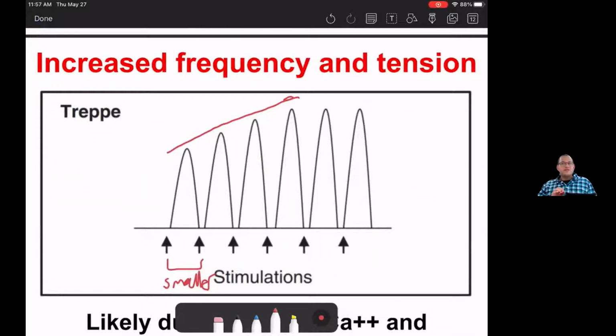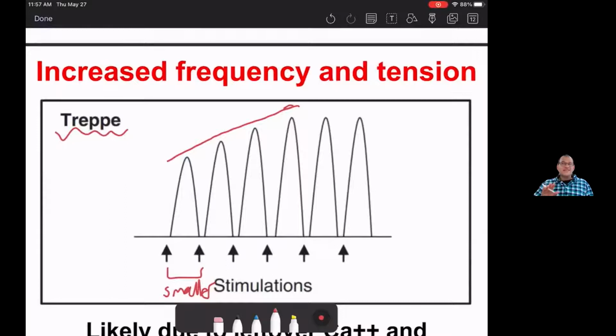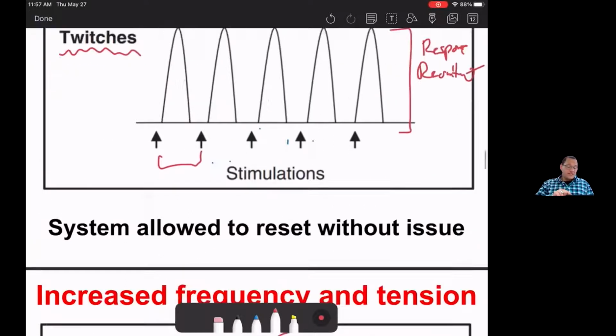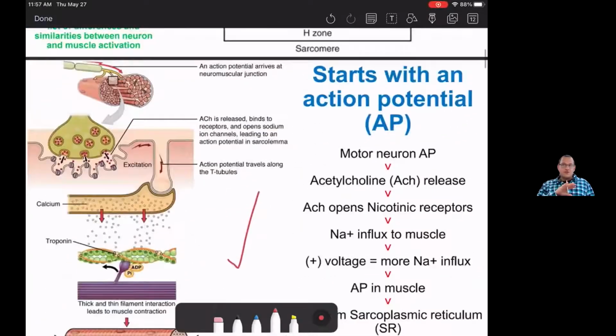So what we're doing here is we've moved on to a second stage. This is something called treppe. In this case, we have not left enough time for the muscle to fully reset. And what I mean by reset is this giant cycle that we've talked about before. All the neurotransmitter action potentials, everything that we talked about, this process hasn't quite ended if you don't give your muscles enough rest.